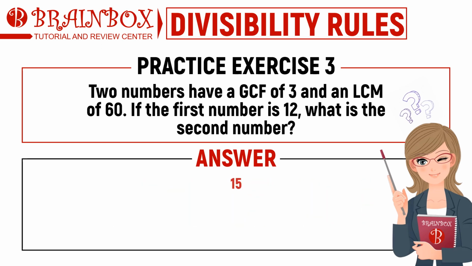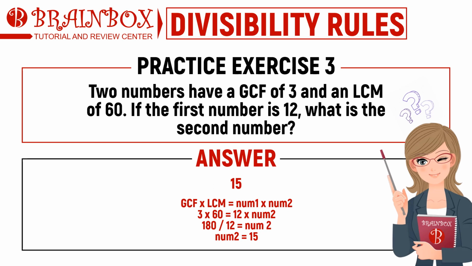If we recall the earlier relationship between the product of two given numbers and the product of their GCF and LCM, these two products should be equal. If we calculate 3 times 60, it should be equal to 12 times our mystery number. 3 times 60 is 180, and 180 divided by 12 is 15. This means our mystery number is 15. Feel free to check the GCF and LCM of 12 and 15 to confirm the answer.